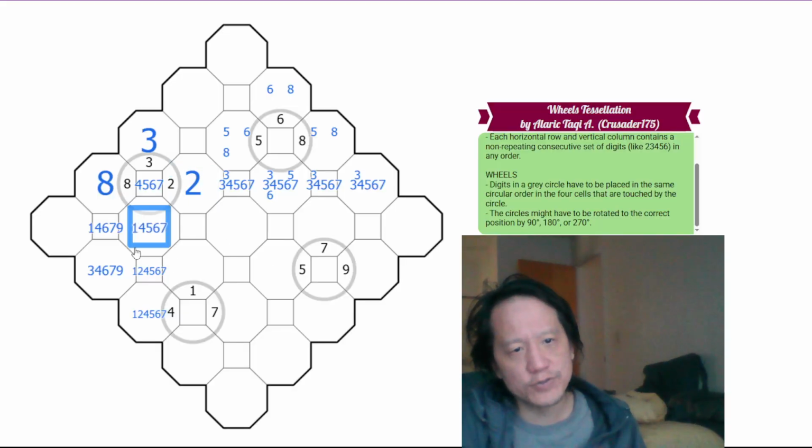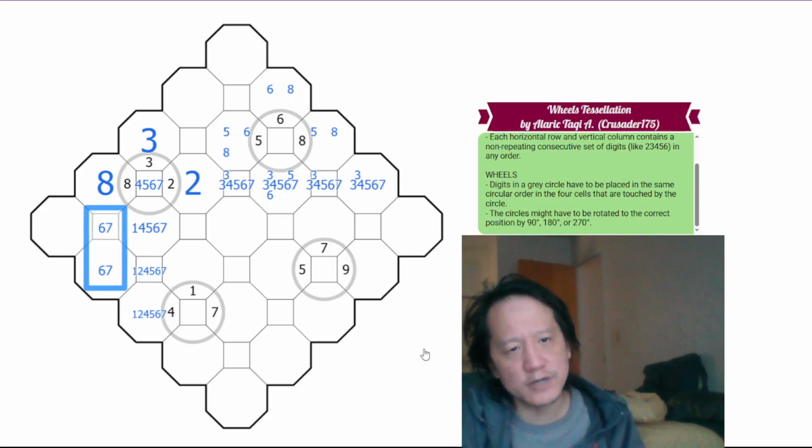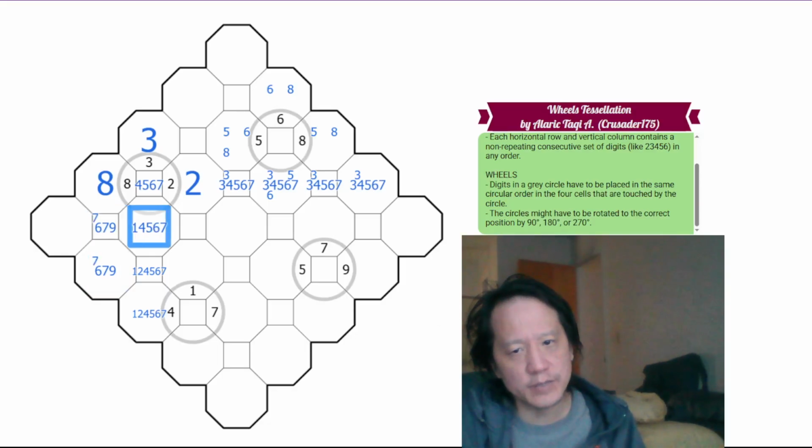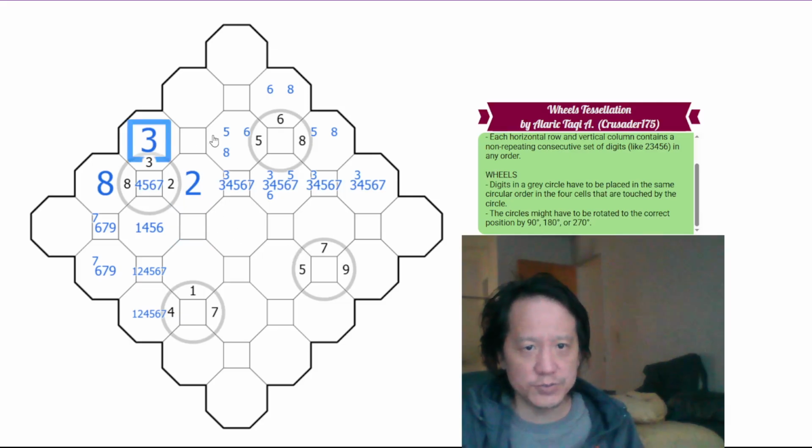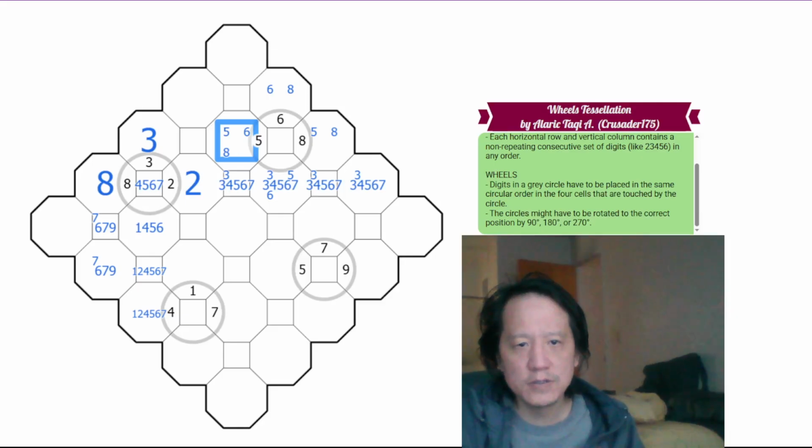This cannot be 3. This has to be 6, 7, and 9 with 7 guaranteed here. That means this can't be 7 because it shares an edge with both of these two cells. This is 3, so this cannot be 5 and 8. So therefore this must be 5 and that's 8 and this is 6.